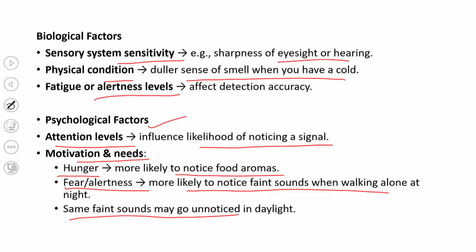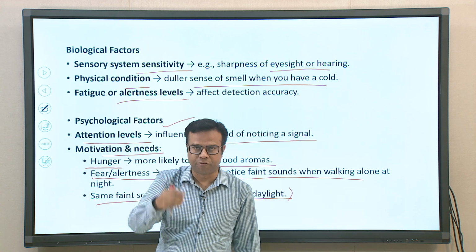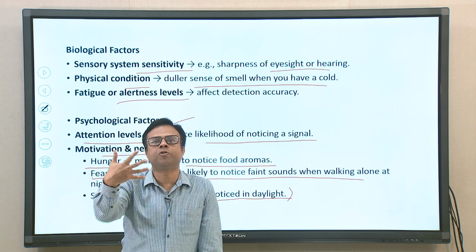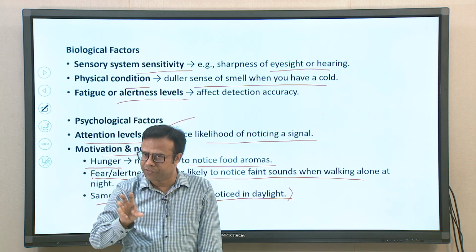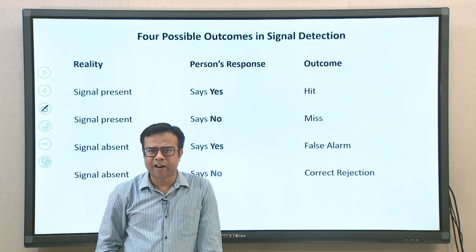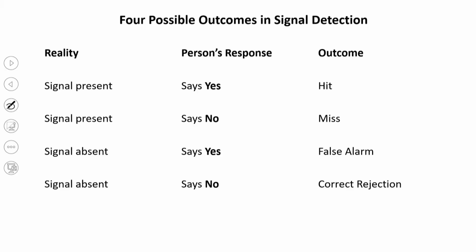The same faint sound may go unnoticed in daylight, but at night you may notice it because you are fearful and your alertness is more. So, these are all different factors which can contribute to detection, not just the intensity of the stimulus or signal. Now, signal detection says there are 4 possible outcomes.